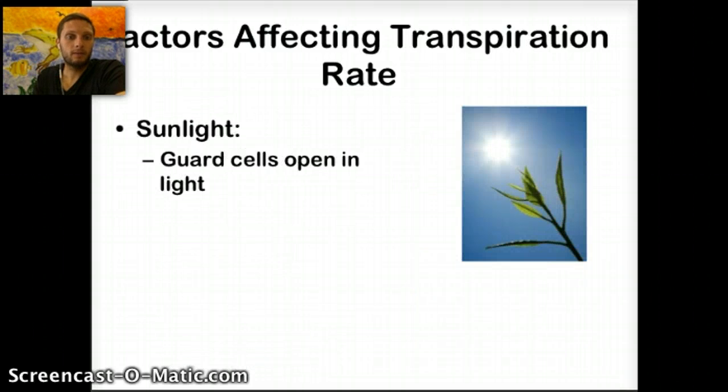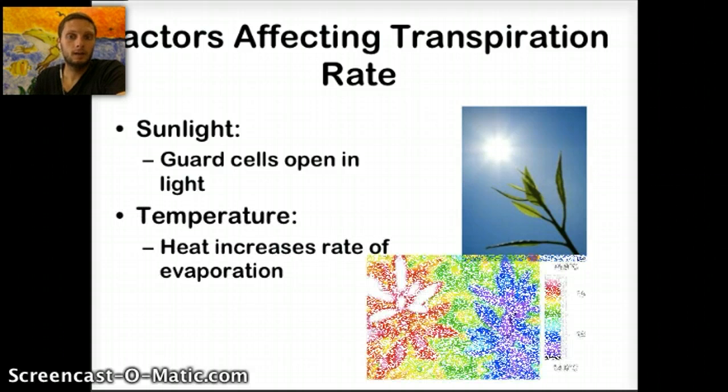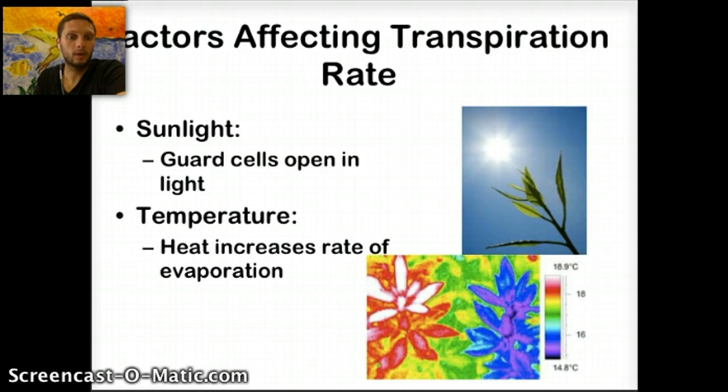Sunlight obviously is going to have a big effect. Guard cells open to allow the intake of CO2 for photosynthesis. If there's a lot of sunlight, it's going to cause water to be evaporating faster because of that increased heat. And then lastly, temperature. Heat increases the rate of evaporation from the spongy mesophyll, and thus the rate of transpiration is increased. So those are a couple factors that can cause a change in the rate of transpiration.